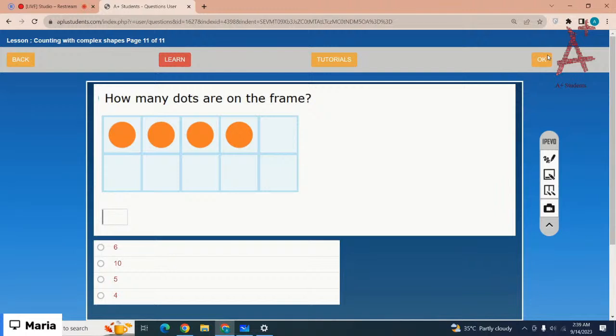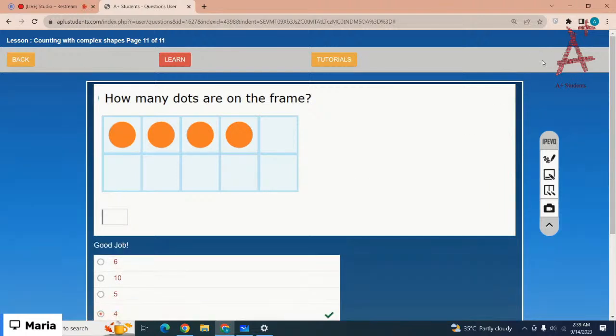How many dots are on the frame? Which is the correct option? Yes, there are 4 dots. The correct option is 4, right? So we are done with the lesson.